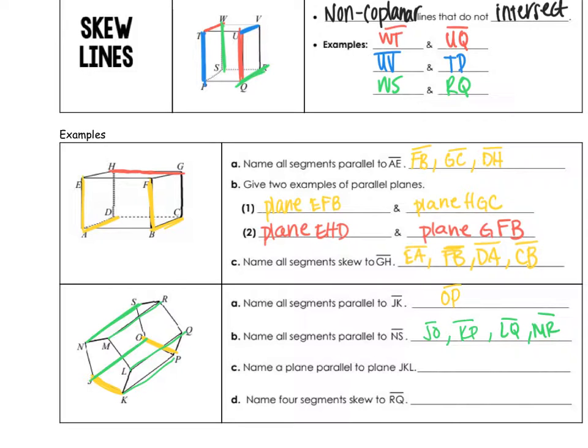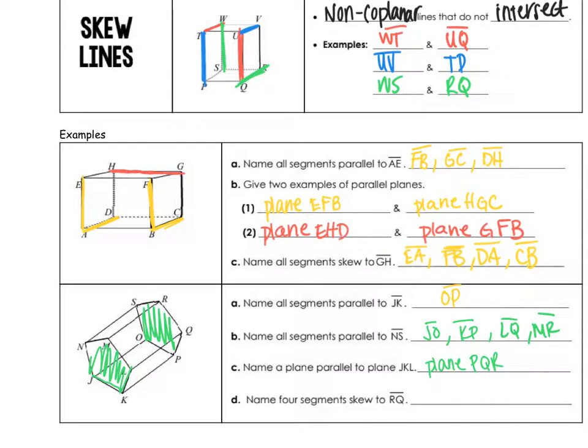Now it says name a plane parallel to JKL. So if we look at this, if we look at JKL, plane JKL, that's going to be this whole plane. The only one that's the same shape is over here, and we can just call that plane PQR. So we can just pick 3 letters.